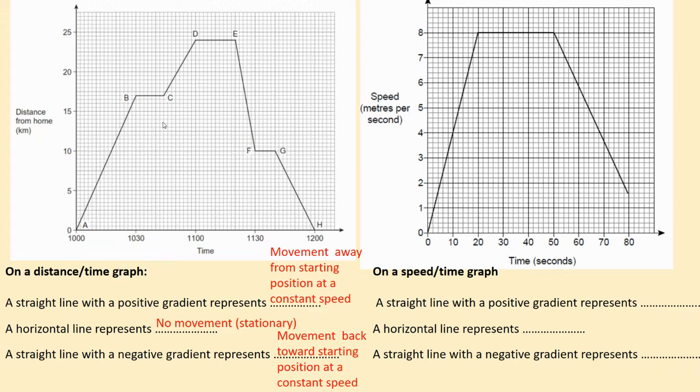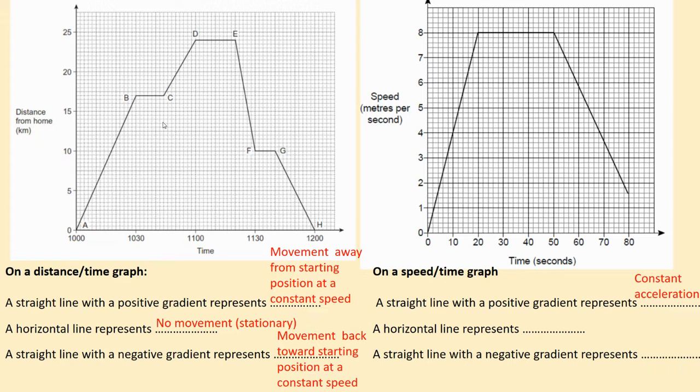If we're then having a look at the speed time graph, so this is where it's telling us something different, then a straight line with a positive gradient is actually going to represent constant acceleration. It's not constant speed, it's constant acceleration, which means over time it's getting faster and faster. So you do need to be mindful of that. Okay, so it is faster and faster and not a constant speed.